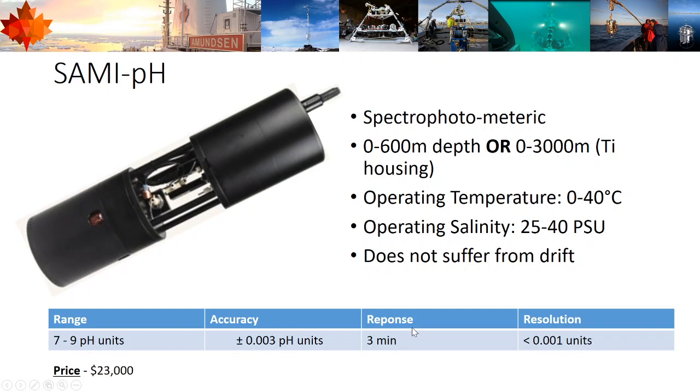The important thing with the SAMI is that it does not suffer from drift like the Idronaut, based on the glass electrode method, or the CFET, based on the ion-sensitive field effect transistor pH measurements. That's because of this spectrophotometric pH measurement method. The response time is a little bit slower, because this method does take some time. But the price point is comparable to the CFET.